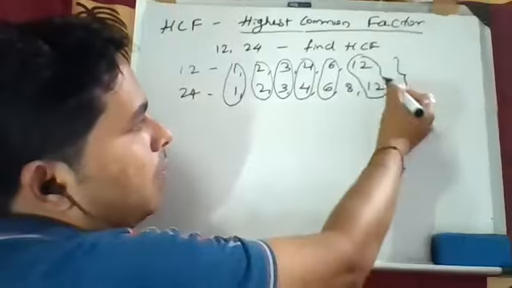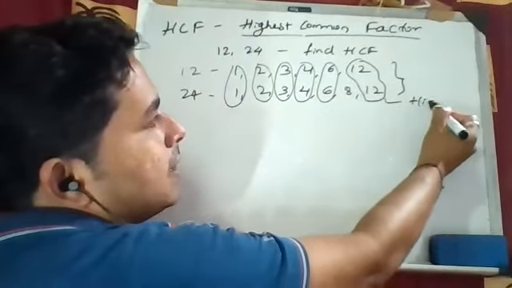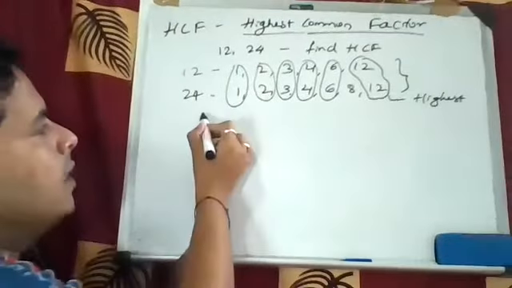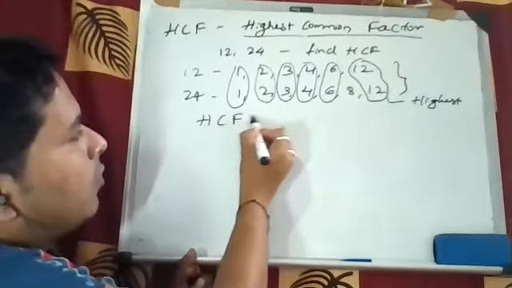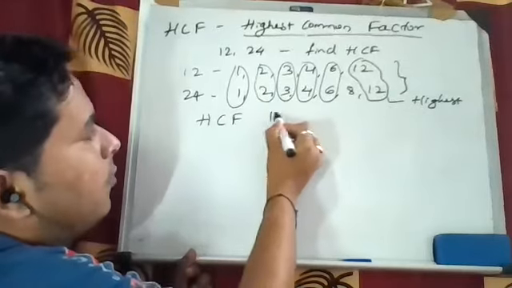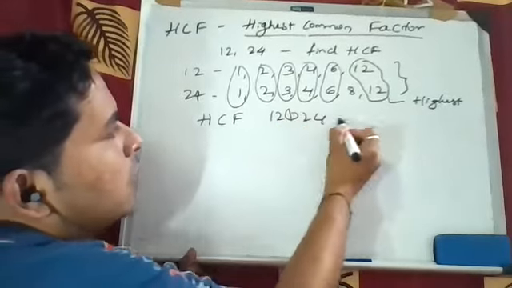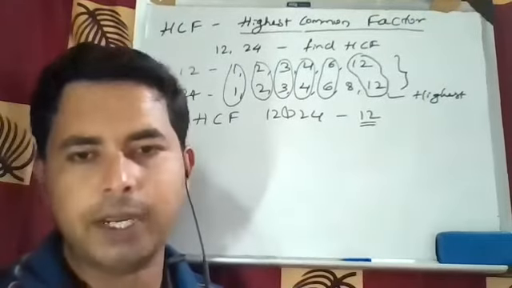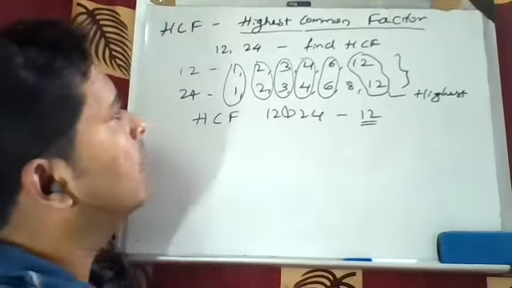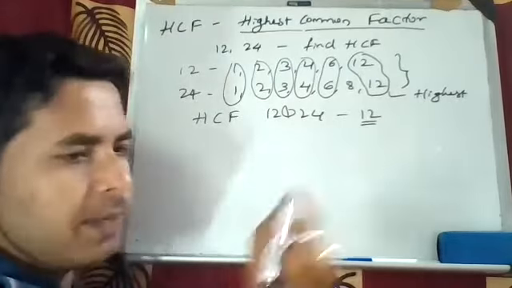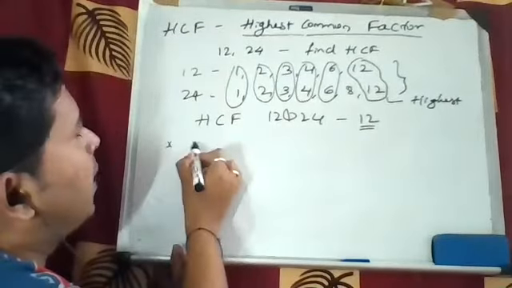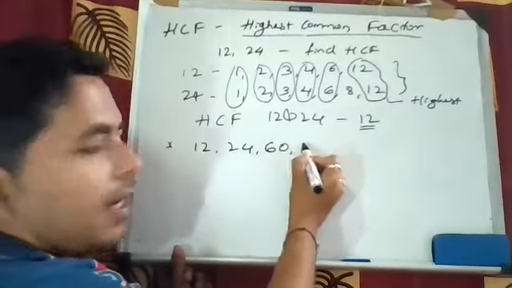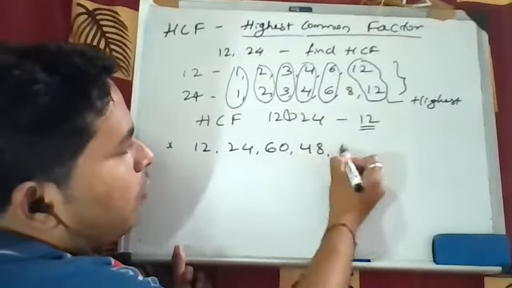So if you take 12, 12 will become the highest digit. So I can say the highest common factor between 12 and 24 is 12. Okay, now if I take the same example, one more type: 12, 24, 60, 48 and 108.